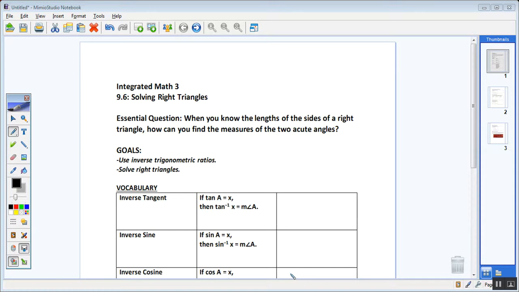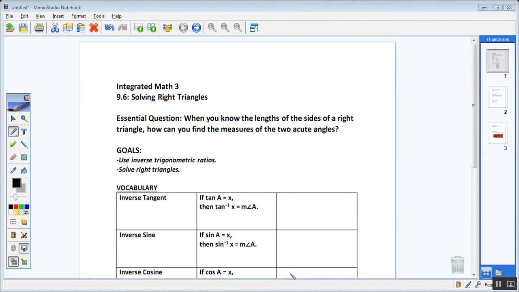And the question says, when you know the lengths of the sides of a right triangle, how can you find the measures of the two acute angles? So I just want to think on this, kids. We've talked about in the past that if I know two angles of a triangle, then you actually know all three. Because if you know two, you can find the third one. All right? So we're going to talk about how, if I know the lengths of the sides of a right triangle, how do we find the measures of the last two acute angles?